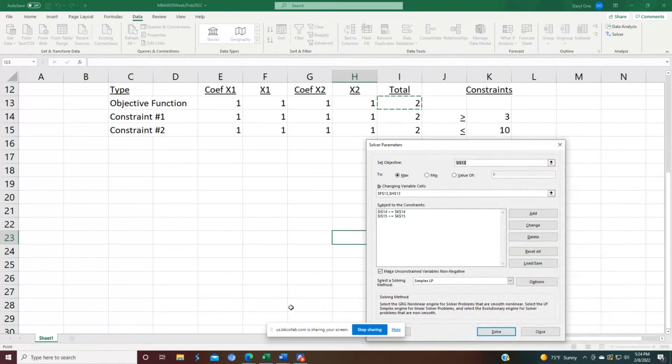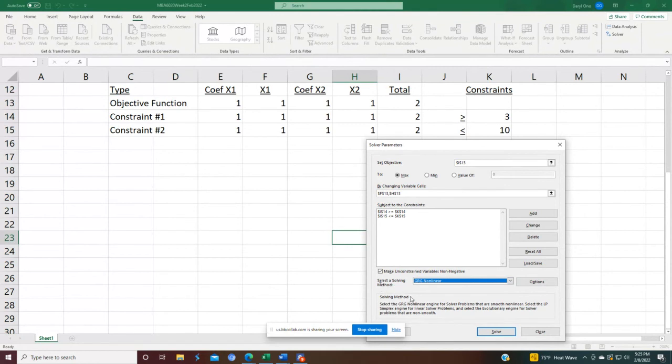All right, now here comes the tip. This one, we want to use GRG nonlinear. So right here, make your unconstrained variables non-negative. Select the solving method. Which one are we going to use? Simplex is only for straight line functions. But now we have a choice: GRG nonlinear or evolutionary. Because this one's not too hard, let's choose GRG nonlinear. This is the tip for here.